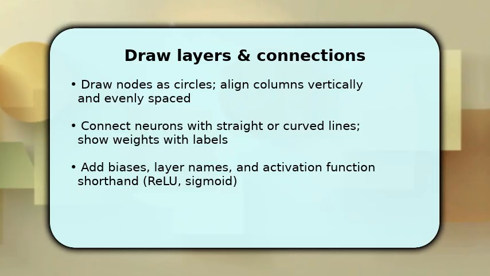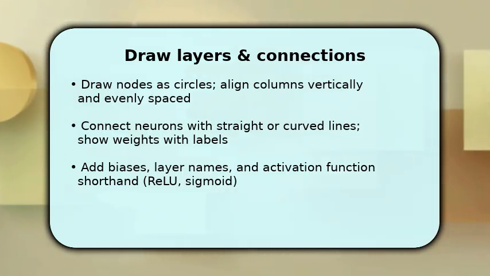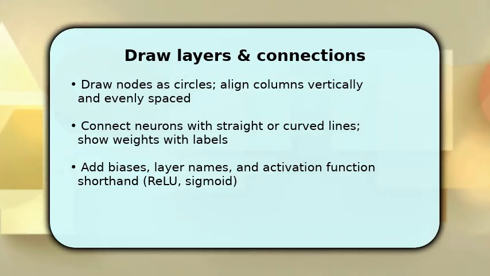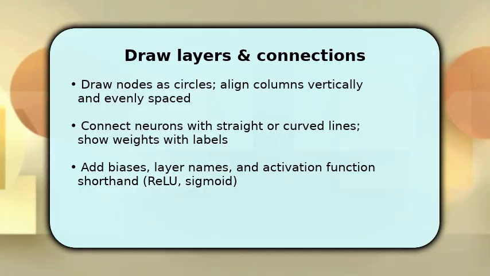Once positioned, connect every neuron to the next layer using straight lines or subtle curves, and annotate representative weights like W1, W2 where needed. Make sure to include biases as small nodes or plus signs, and add activation shorthand, ReLU, sigmoid, near each hidden layer so viewers grasp function choices. This middle stage builds the detailed execution and visual logic of your network.